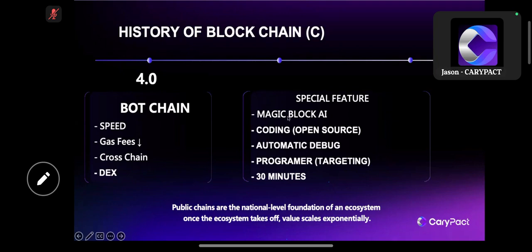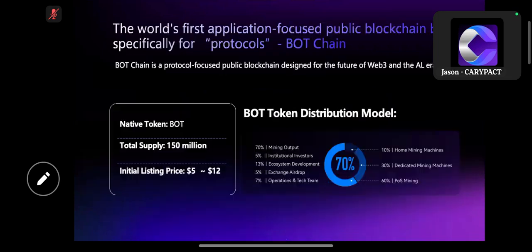Okay. Now let's move on to our next presentation. As you can see here, our BOT coin or BOT chain distribution of tokenomics. We have a total supply of 150 million. Comparing to the current ecosystem of public chains, most of them are talking about billions of supply, but we are very limited to 150 million, and the native token is BOT. And this is the tokenomics.